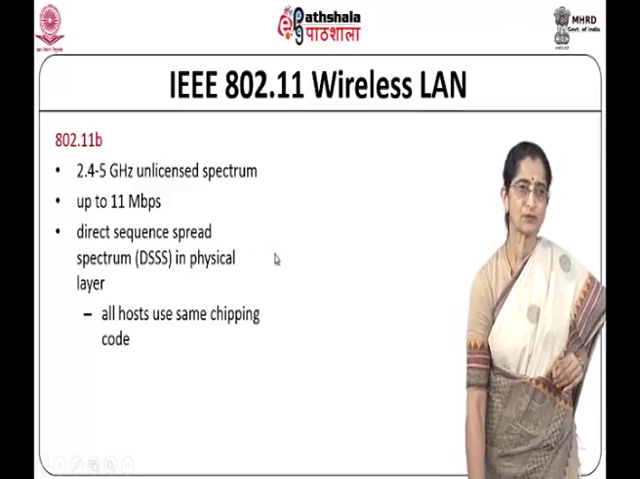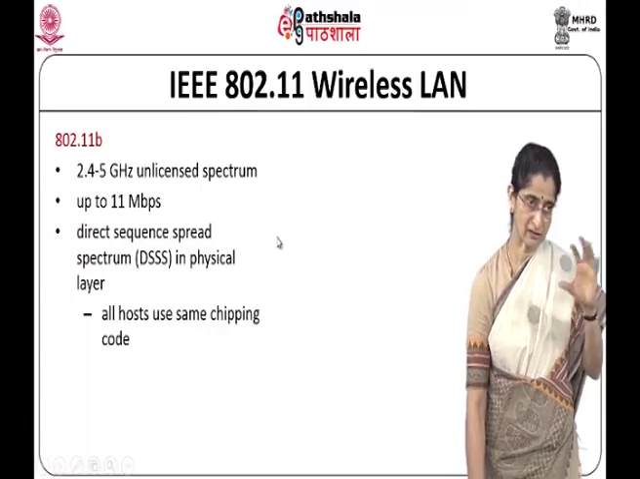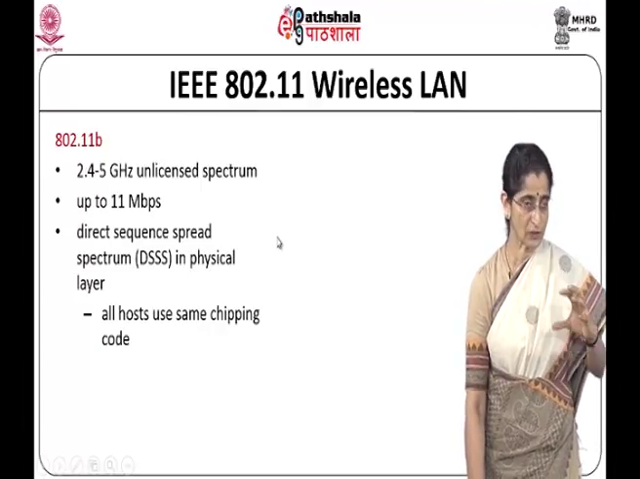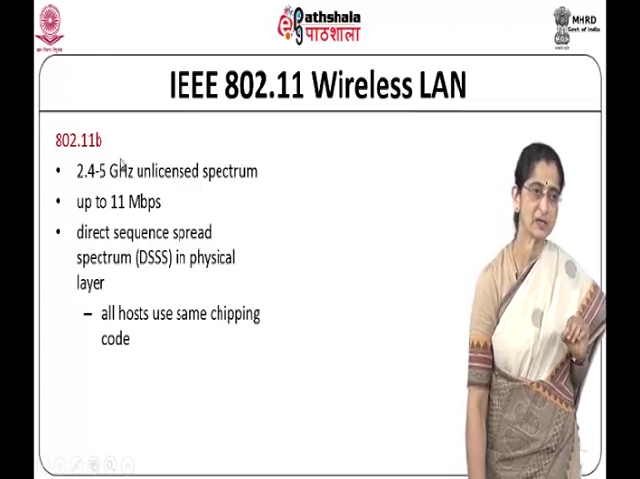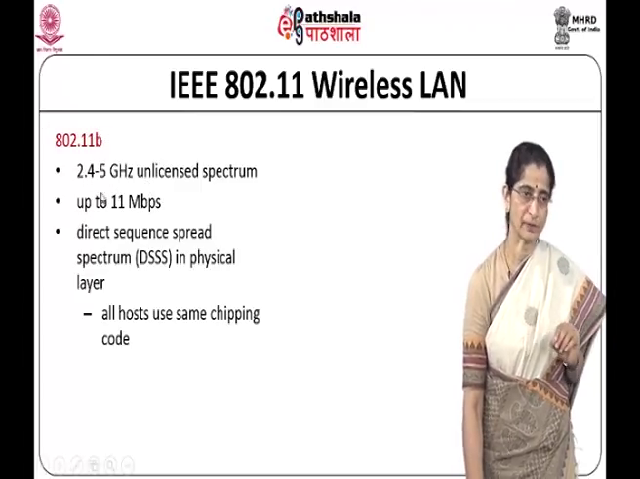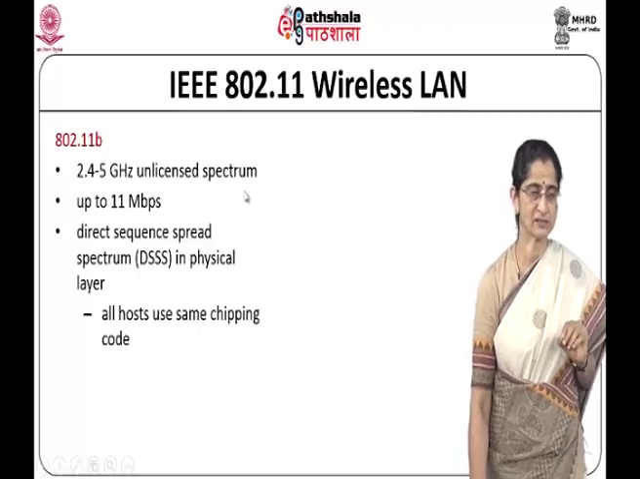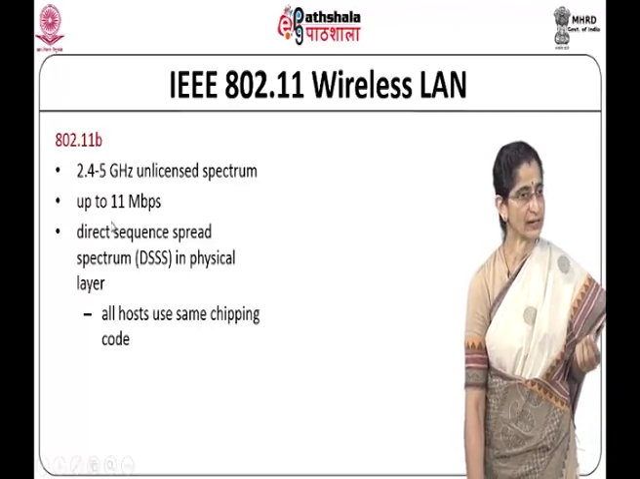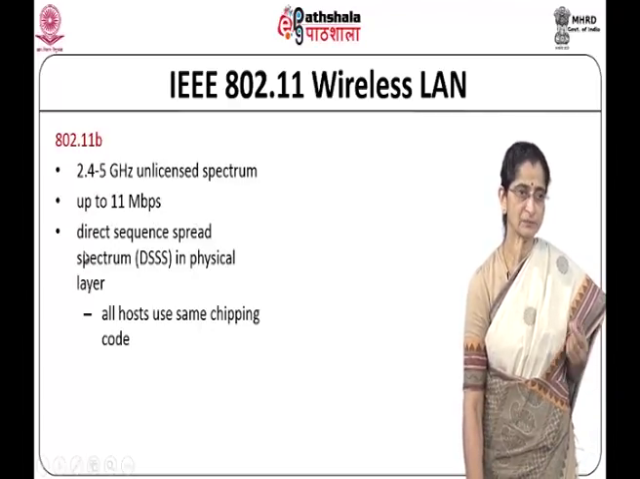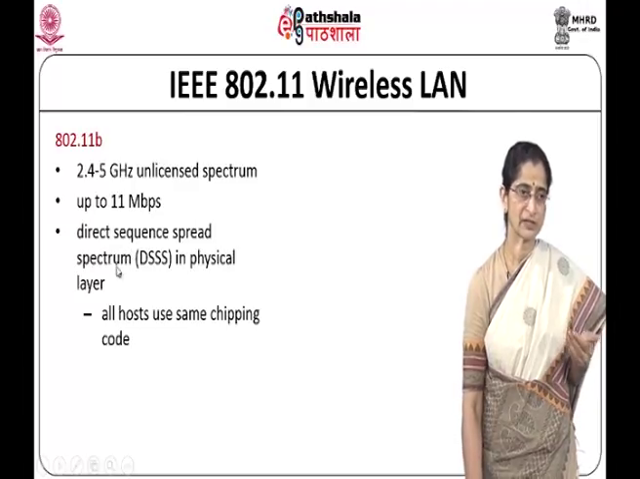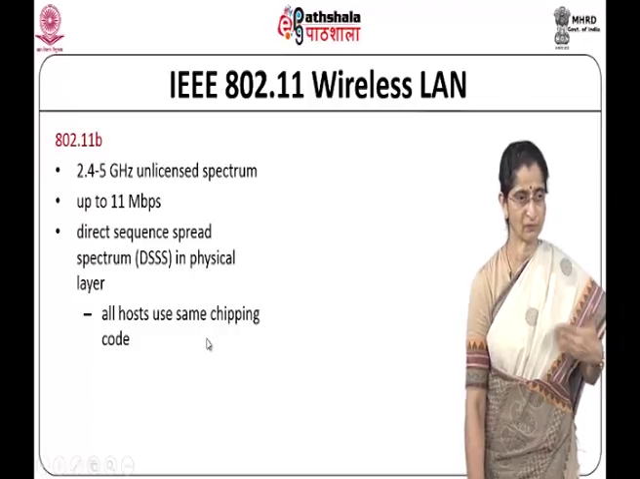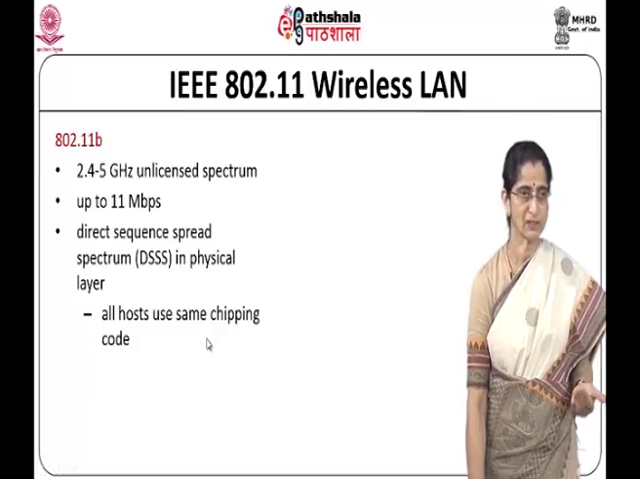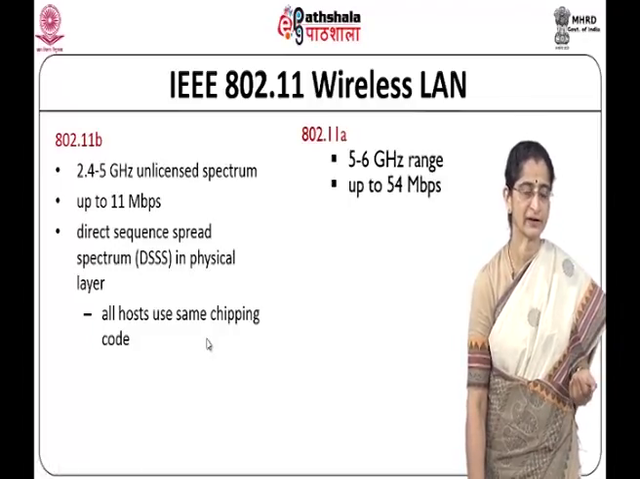Okay. So if you look at the 802.11 standard, there are multiple versions of this particular protocol. You have the 802.11b, which basically operates in the 2.4 to 5 gigahertz unlicensed spectrum. You get data rates of up to 11 megabit per second. It uses what is called direct sequence spread spectrum at the physical layer, where different hosts use the same chipping code in order to transmit their data.